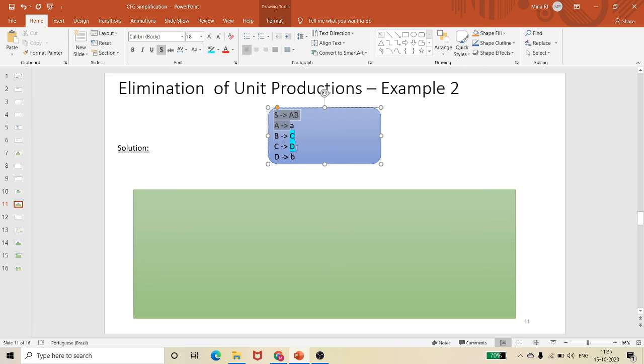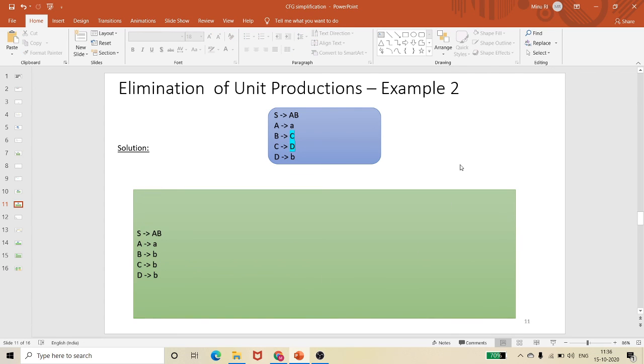So, what do we have to do? In my solution box, let me copy it. B gives C. What is C actually? C gives D actually. So, what is C gives D? D is B. Let me copy paste it here. So, this one is here. Then C gives D here. That's it, here you have the entire answer. This is how you can eliminate the unit production easily. This is quite an easy task.